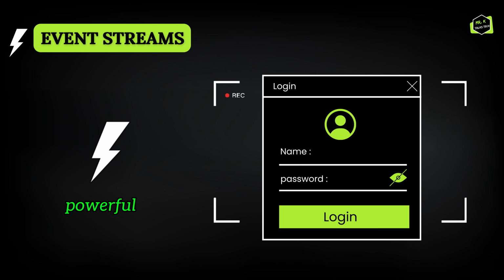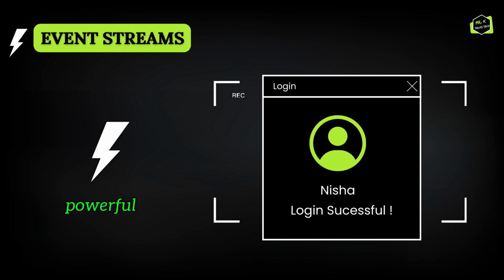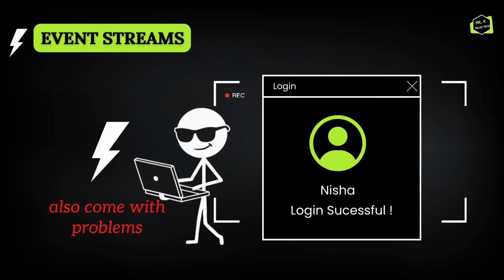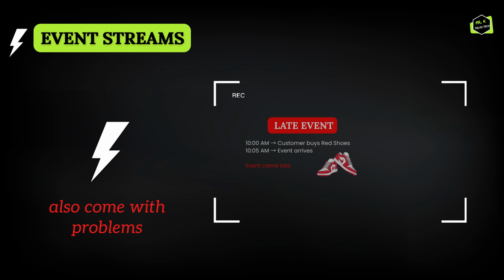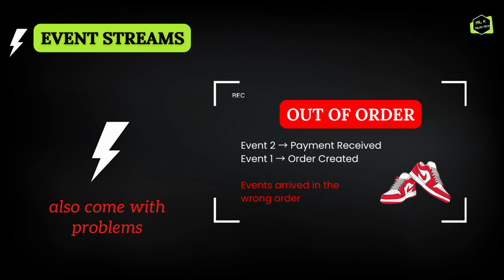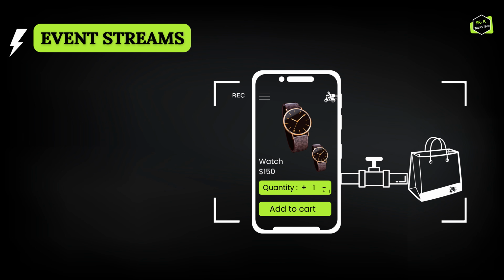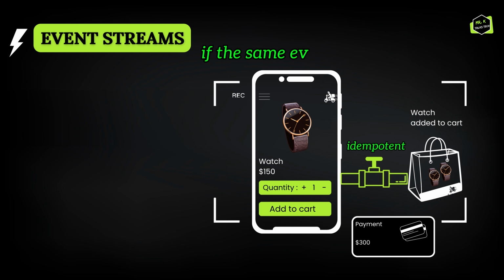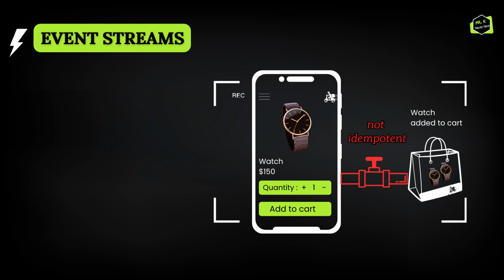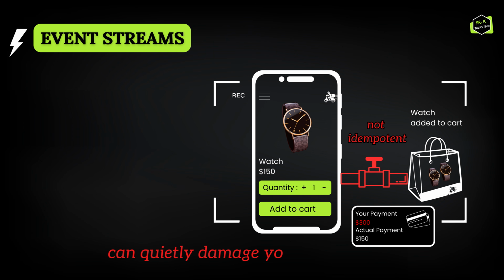Event streams are powerful because they let systems react quickly, but they also come with problems that beginners often underestimate. Events may arrive late, out of order, or more than once. Many systems use at least once delivery, which means the system tries hard to deliver every event, but duplicates can happen. So your pipeline should be idempotent, meaning if the same event is processed twice, the final result should still be correct. Without that, one duplicate payment event or duplicate quiz event can quietly damage your data.